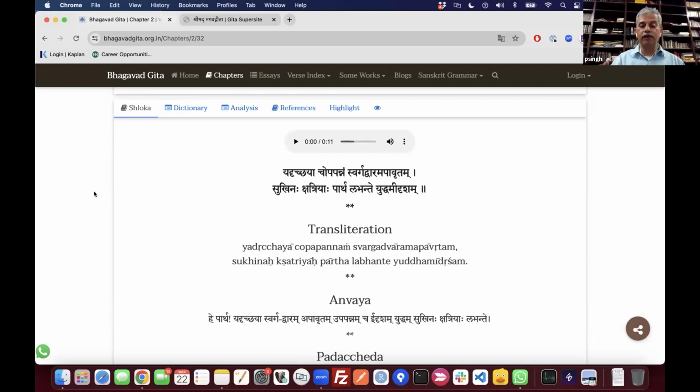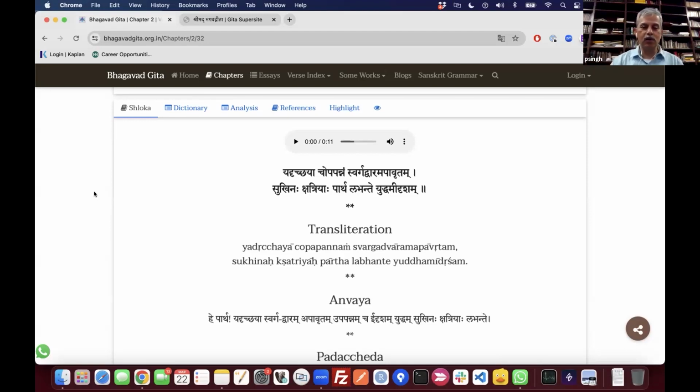Swarga dwaram, the door of Swarga. Apavritam is opens. Avaran, you might have heard of avaran. Avaran is what? That covers you. Apavritam is to open, that which opens. Sukhinah. Sukhina is sukhi, very happy. Kshatriyah. Now this Kshatriyah is plural. I won't go into the vibhakti on this, but just remember, Kshatriyah is plural.